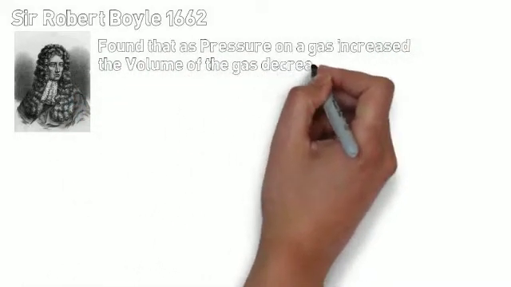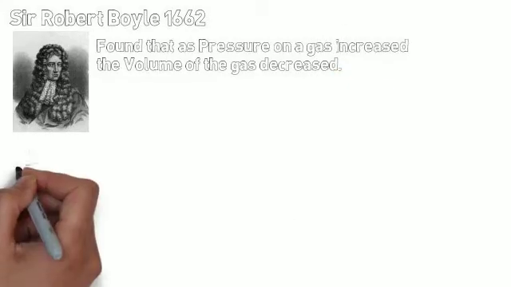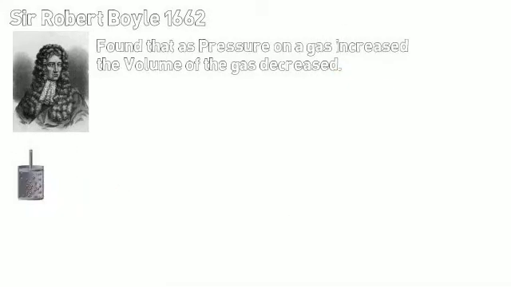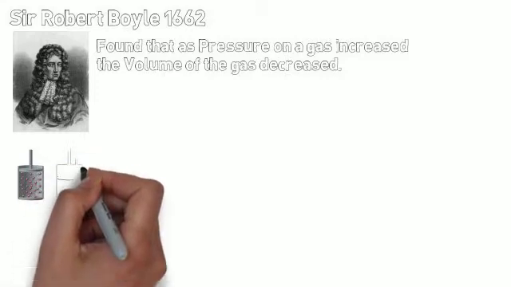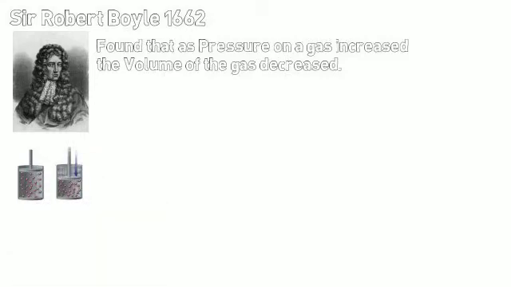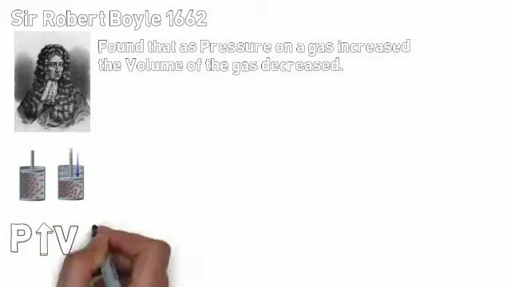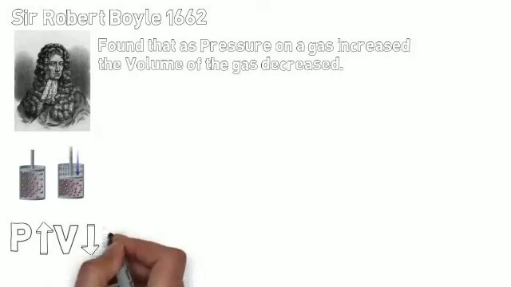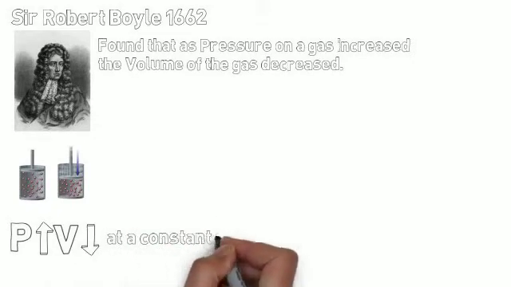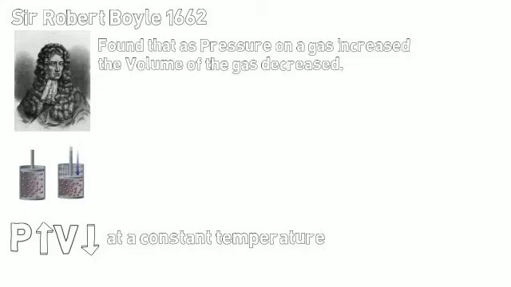And in 1662, he found that as the pressure on a gas increases, the volume of the gas decreases. So imagine, if you will, putting gas into a piston. If you push down on that piston, the gas molecules will squeeze tighter together and the volume of the gas will decrease. Now, this will happen as long as you hold it at a constant temperature.